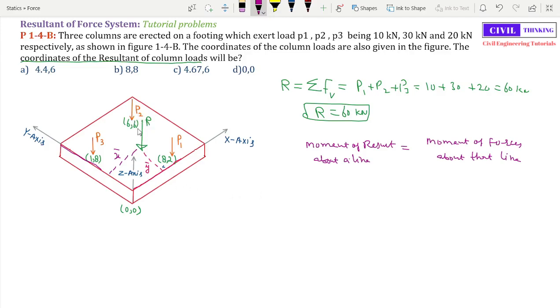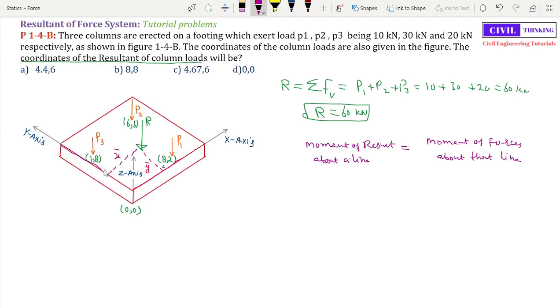Now this is the resultant. We will find the moment of this resultant about y-axis. Okay, now moment of resultant according to Varignon's theorem, moment of resultant about y-axis is equal to moment of all these forces about y-axis. Okay, similarly moment of this resultant about x-axis is equal to moment of all these forces about x-axis. Okay, we have to apply Varignon's theorem two times, first on the y-axis, which will give us the value of x bar. Then we will apply Varignon's theorem on x-axis, which will give us the value of y bar.